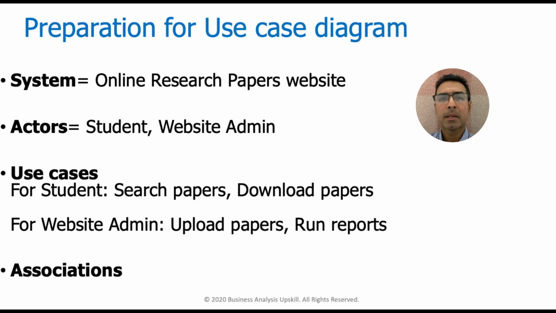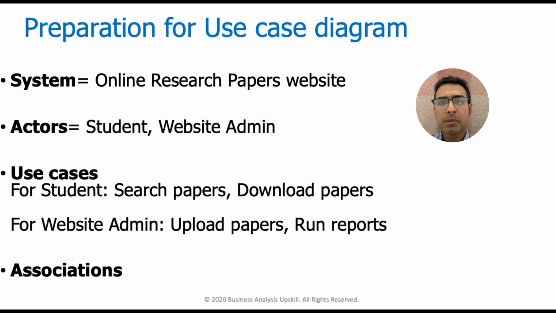Before we start making our use case diagram, let's do some basic preparation. Remember, we talked about 4 key elements that form a use case diagram, the first one being system. In our case, it's an online research papers website, so that's the system being modeled. Who are the actors? Now you have to think, who are the users for this online research papers website? For the purposes of this short session, I'll keep it fairly simple. Let's say the first user for the website is a student or a research scholar who would use this website to look at different research papers and potentially use them or download them.